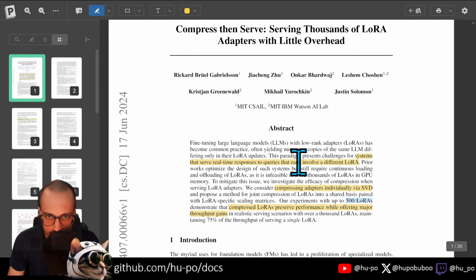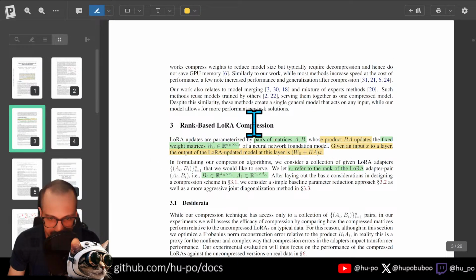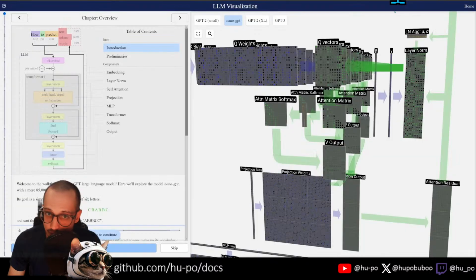I thought this was kind of a cool idea, where these LoRAs are basically, this is the pure mathematical definition of a LoRA here. LoRA updates are parameterized by a pair of matrices A and B. So you have two matrices A and B. And given an input X to a layer, so some random transformer layer, right?